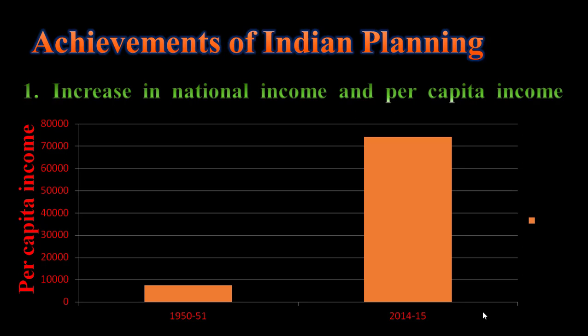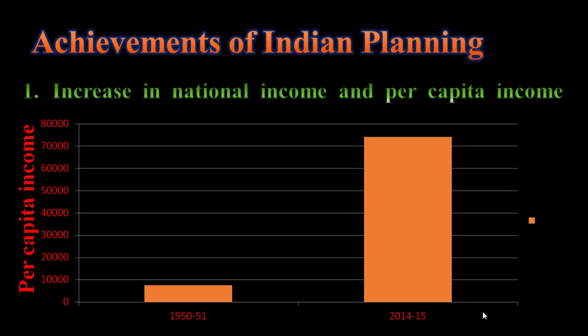So let's look at the very important achievements of our Indian planning. Number one, increase in national income as well as per capita income. Here it is showing a bar graph. The size and growth rate of national and per capita incomes have both increased. During the planning period, national income has increased manifold.